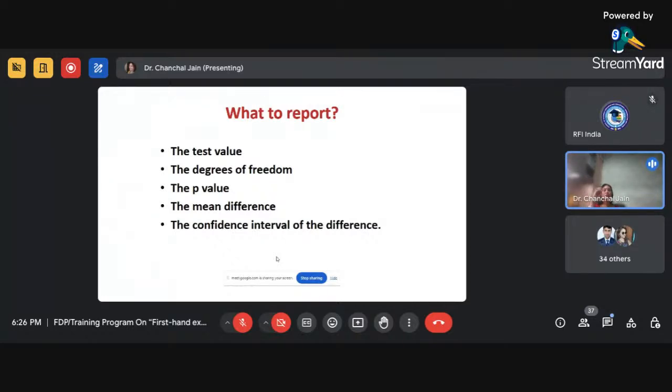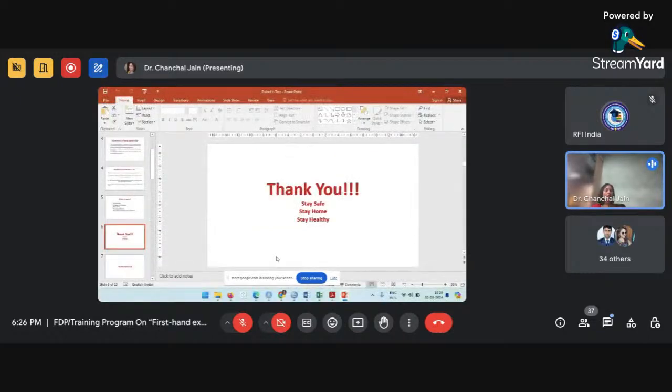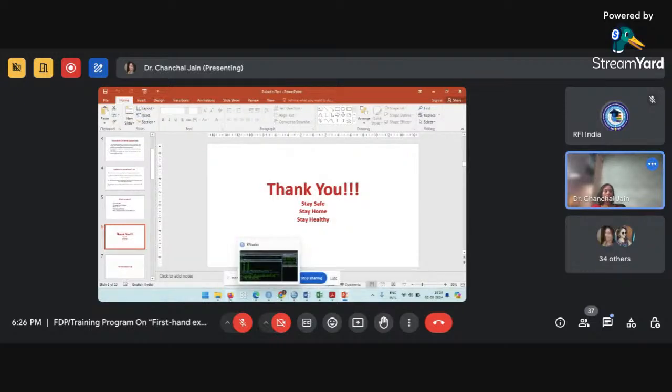In case of independent sample tests also, you need to only report these things. The remaining is some extra output which you are getting, which is necessary to calculate these things, right? So I hope it is fine. May I proceed? How to perform paired sample tests? Yes, ma'am.